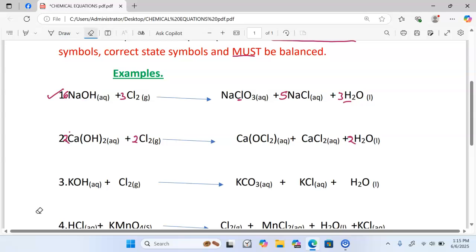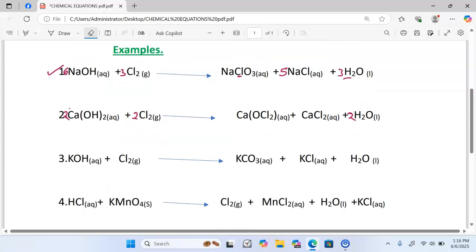We can move to potassium hydroxide. Remember, the balancing of potassium hydroxide with chlorine is the same as that of sodium hydroxide, and therefore we are going to write 6 behind potassium hydroxide. We write 3 behind chlorine. Then we have potassium chlorate 5.